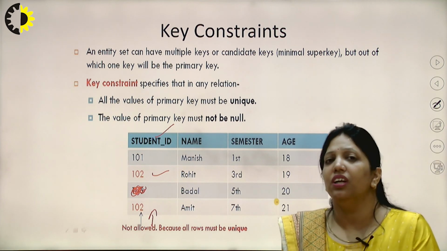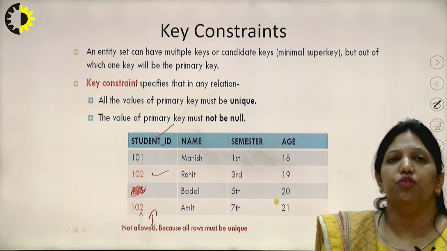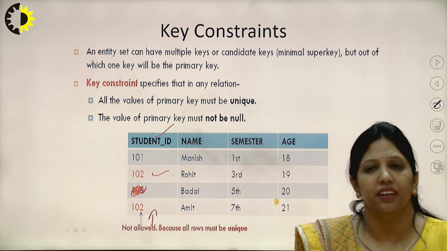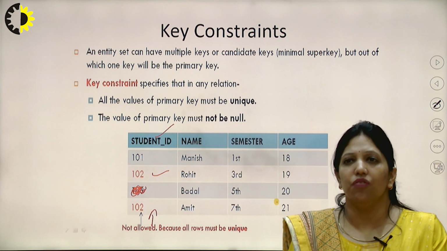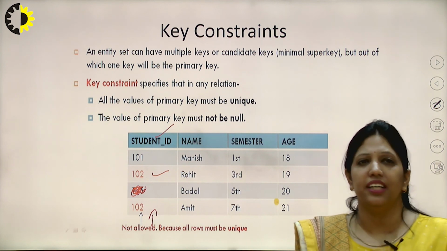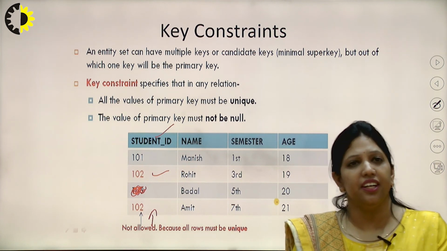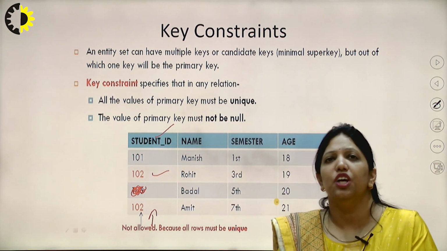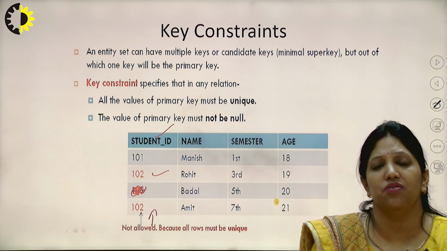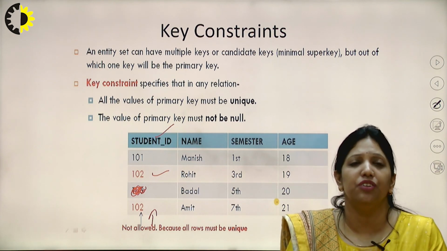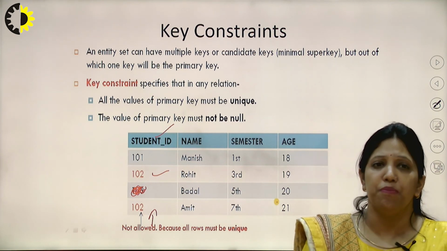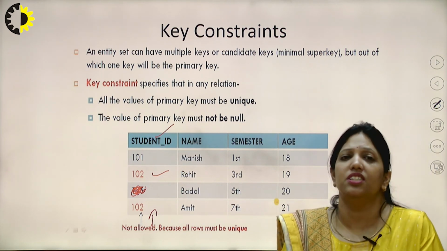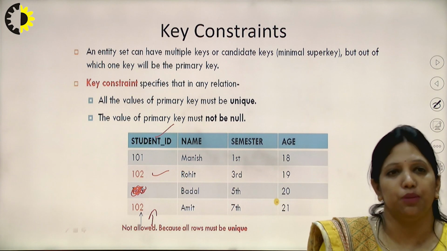So we have discussed the 4 constraints related to integrity constraints: domain constraint, referential integrity constraint, key constraint, and entity integrity constraint. We check for these constraints when we are creating any database, when we are inserting any new data into the database, and when we make any update in the database. So we always check for these constraints when we are making any databases.